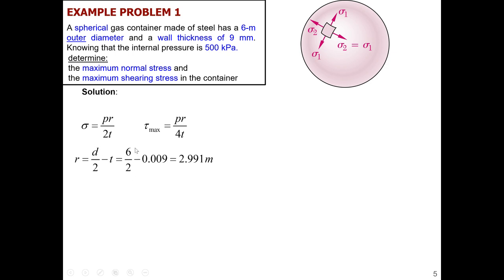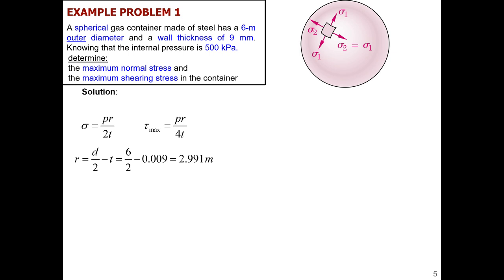So the whole diameter was 6, so this is in meters, of course. So 6 divided by 2, so the 3 meter is the outer radius, minus 9 millimeters. So this is our corrected inner radius. Okay, which we can use in this formula because our formula was derived based on the inner radius, not the outer radius.